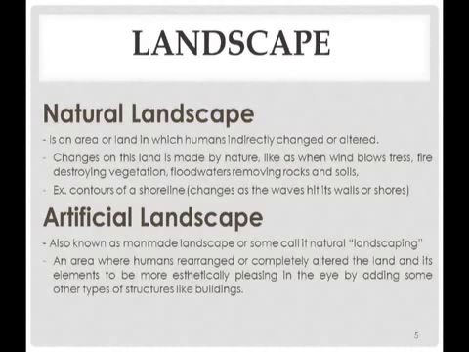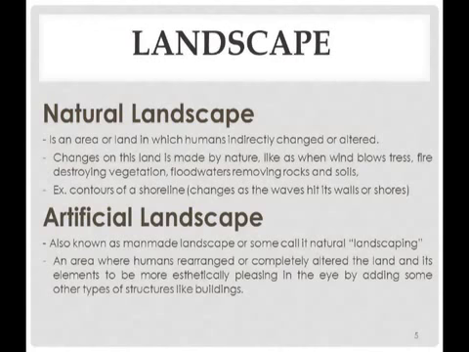There are two types of landscape: the natural landscape and then the artificial landscape. Natural landscape is an area or land in which humans indirectly change or alter. Changes on this land are made by nature, such as wind blowing down trees, fire destroying vegetation, floodwaters removing rocks and soils. A good example for this one will be the contours of a shoreline. It changes as the waves hit its walls or shores.